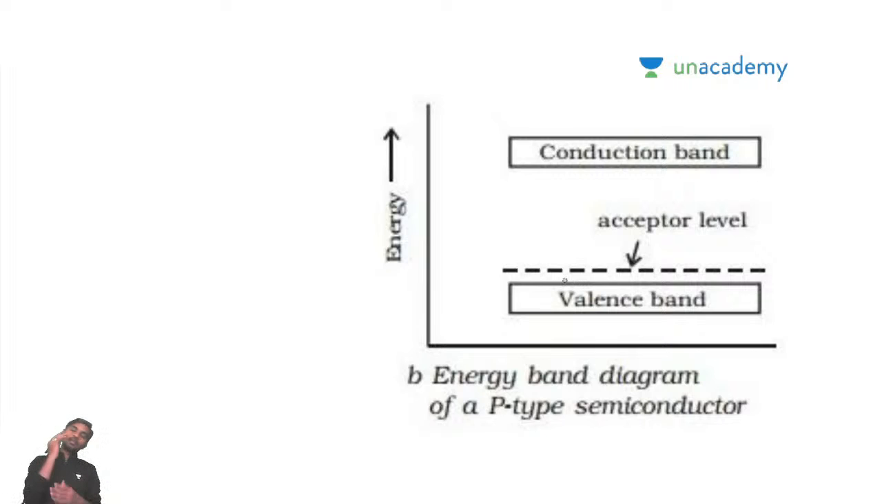In case of an n-type semiconductor, the energy level will be very close to the conduction band. But in case of a p-type semiconductor material, it will be very close to the acceptor level, and this is going to be very close to the valence band. In the previous case, it was very close to the conduction band. So these are the points we should remember.